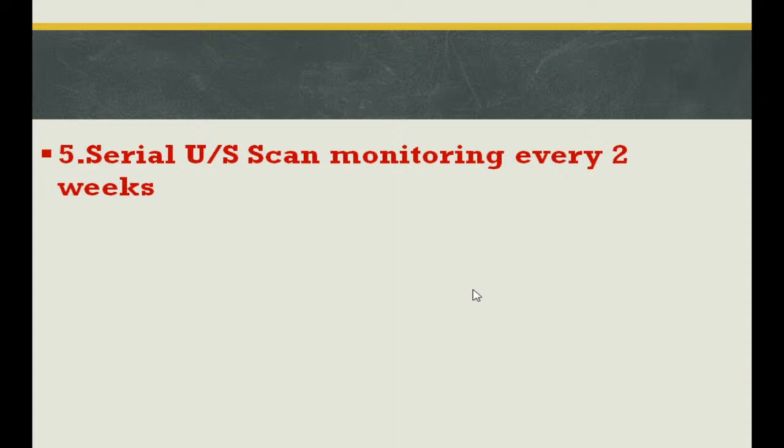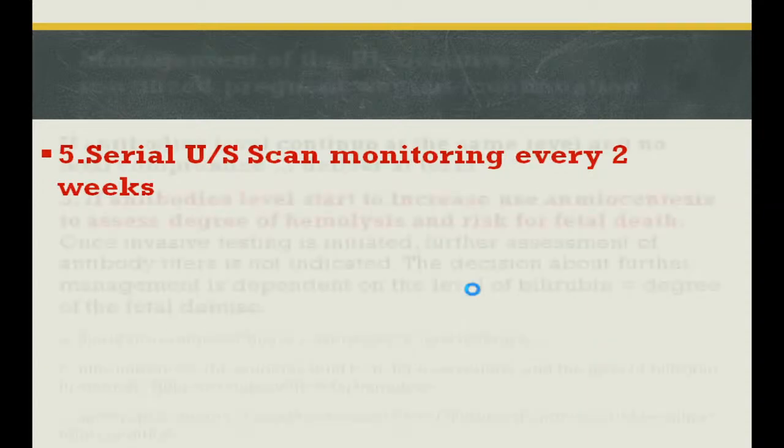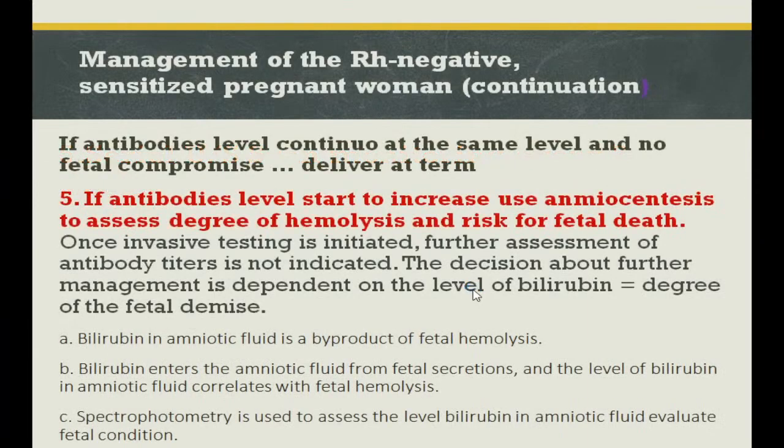Pay attention please. The only sentence on this slide is: every 2 weeks, in comparison with the normal course of pregnancy in a rhesus negative patient. We do scans 3 times in a pregnancy: 11 to 13 weeks, 22 to 24 weeks, and before delivery at 34 to 36 weeks gestation. Here we will do it every 2 weeks, paying attention to the special symptoms, the features of hydrops fetalis. If the antibody level continues at the same level and there is no fetal compromise, deliver at term.